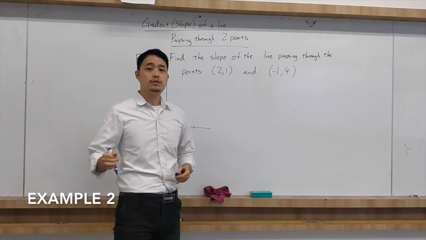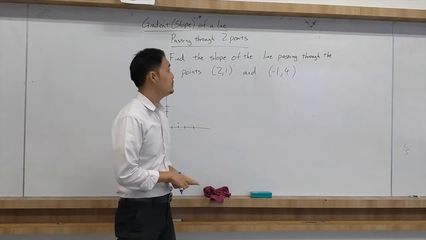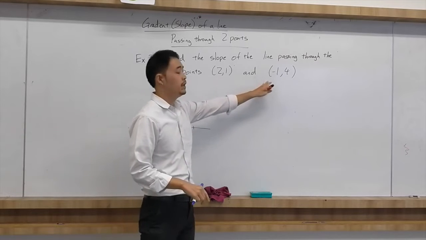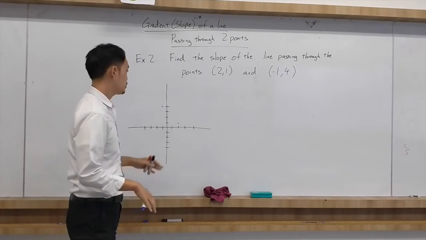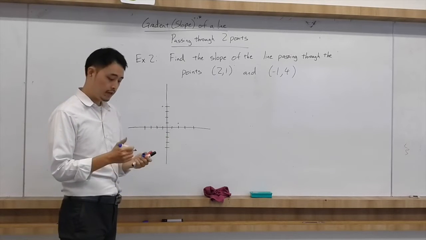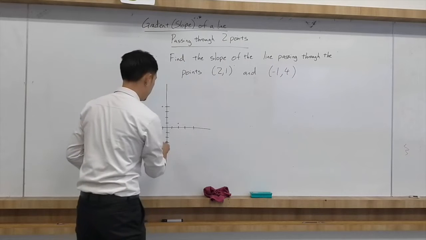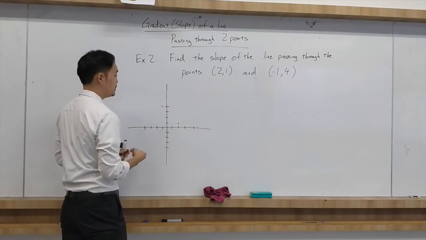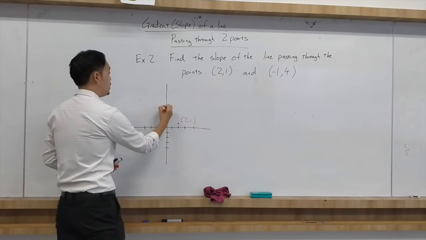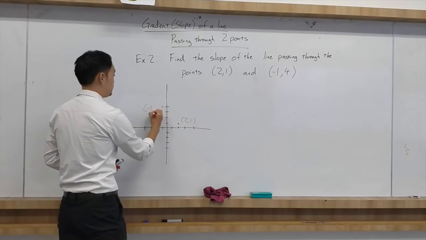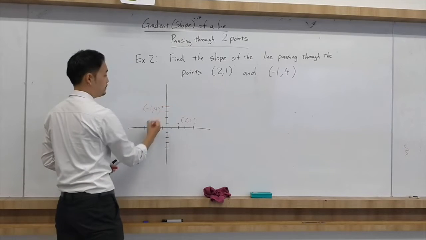Okay guys, so for our next example, we'll do the same thing. Find the slope of the line passing through the points 2, 1, and negative 1, 4. Now what I want to do for this example is sort of illustrate on the graph what it looks like. And if we plot these 2 points, okay, 2, 1 is right here, over 2, up 1. So that's this point right here. And over here we have negative 1, 4. Plot this over here. Down 1, up 4.